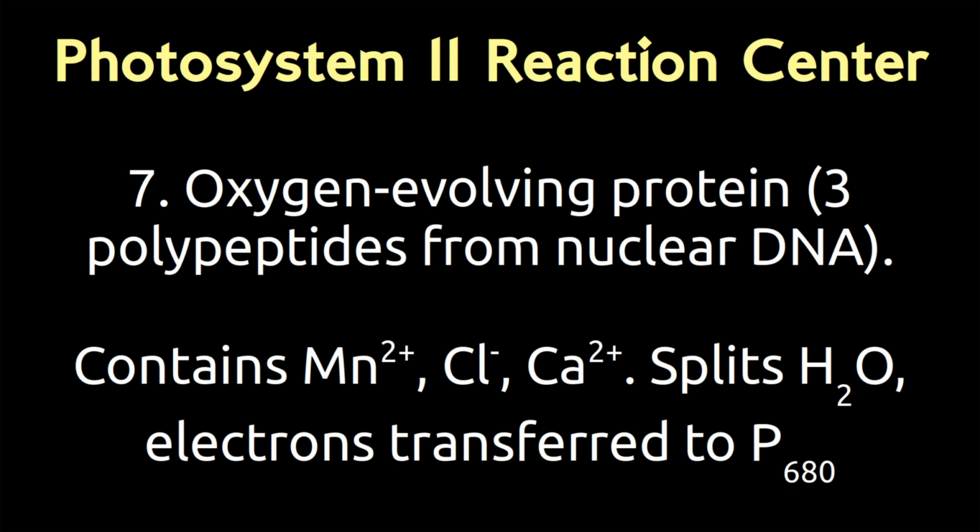And what it does is it splits water, hydrogen plus oxygen, and transfers the electrons to P680. The oxygen evolving center regenerates those electrons that were lost by P680 by splitting water into oxygen and hydrogen, or oxygen and a proton, and passes those on to P680 to regenerate the electrons that it lost by passing on its electrons to the primary electron acceptor and then on to plastoquinone.